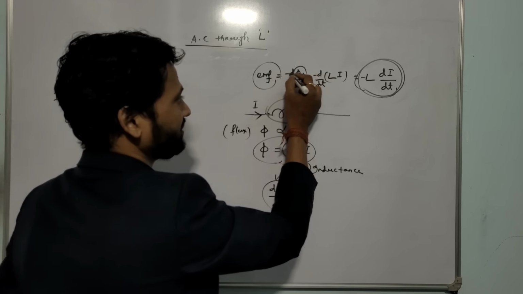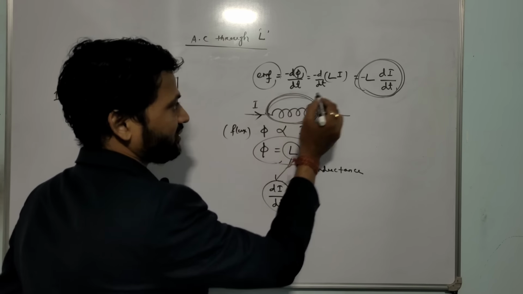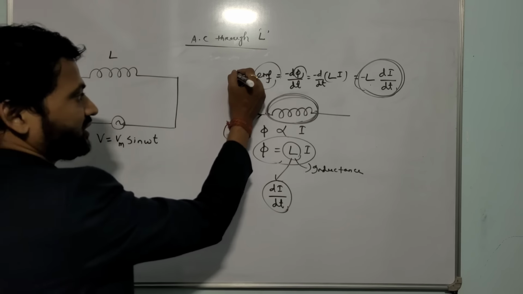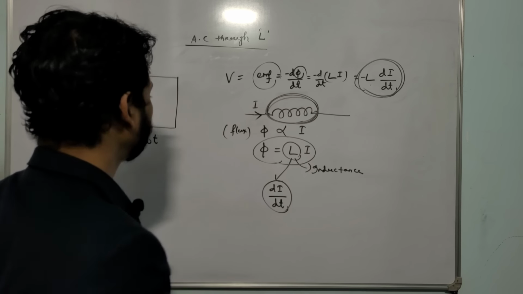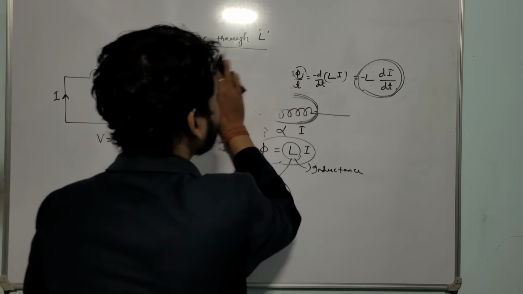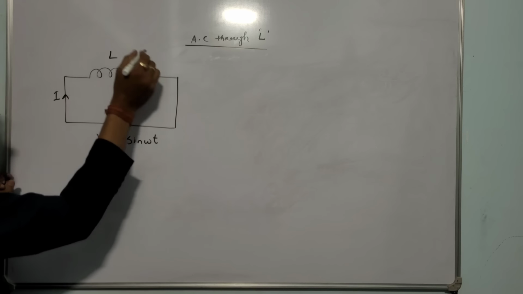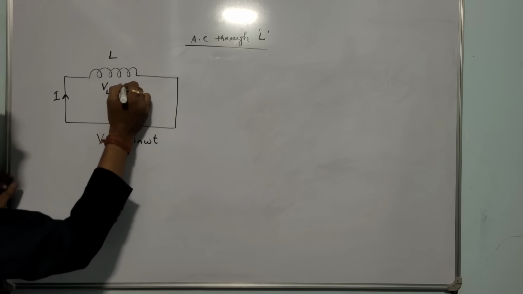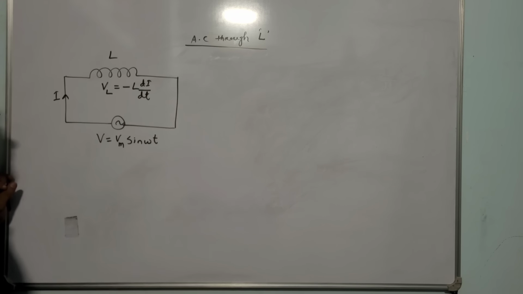Actually it will be minus. That means EMF will be developed across the coil, and its value is minus of L into di upon dt. What is EMF? Potential difference, almost the same. That means V will be L into di upon dt. So whenever current is flowing through an inductor, voltage will drop or EMF will be induced. That will be minus L into di upon dt.